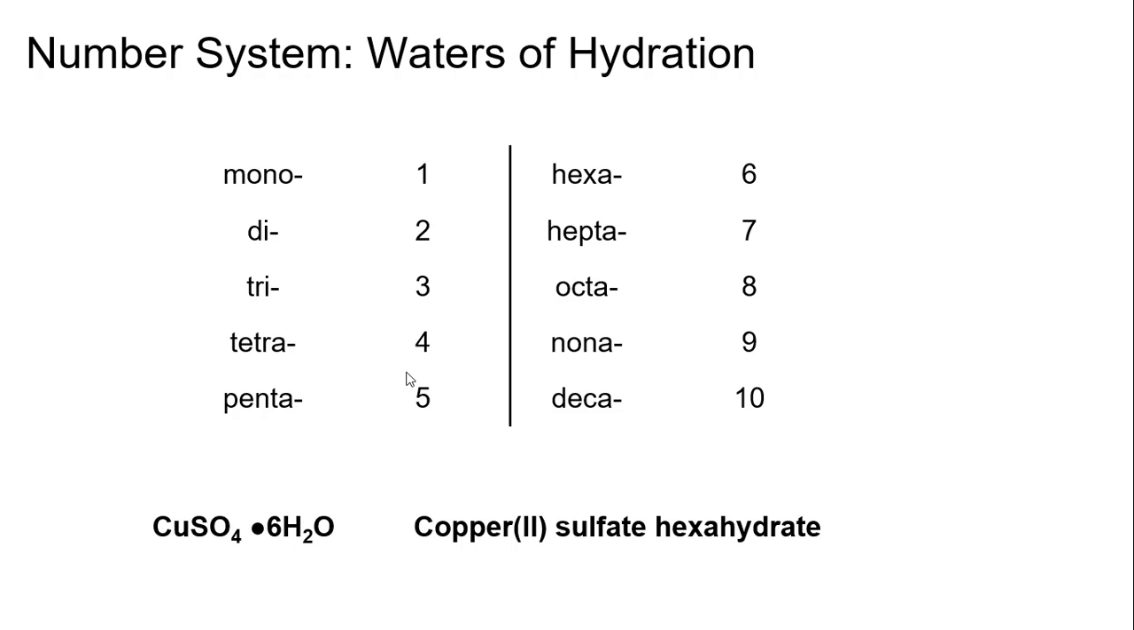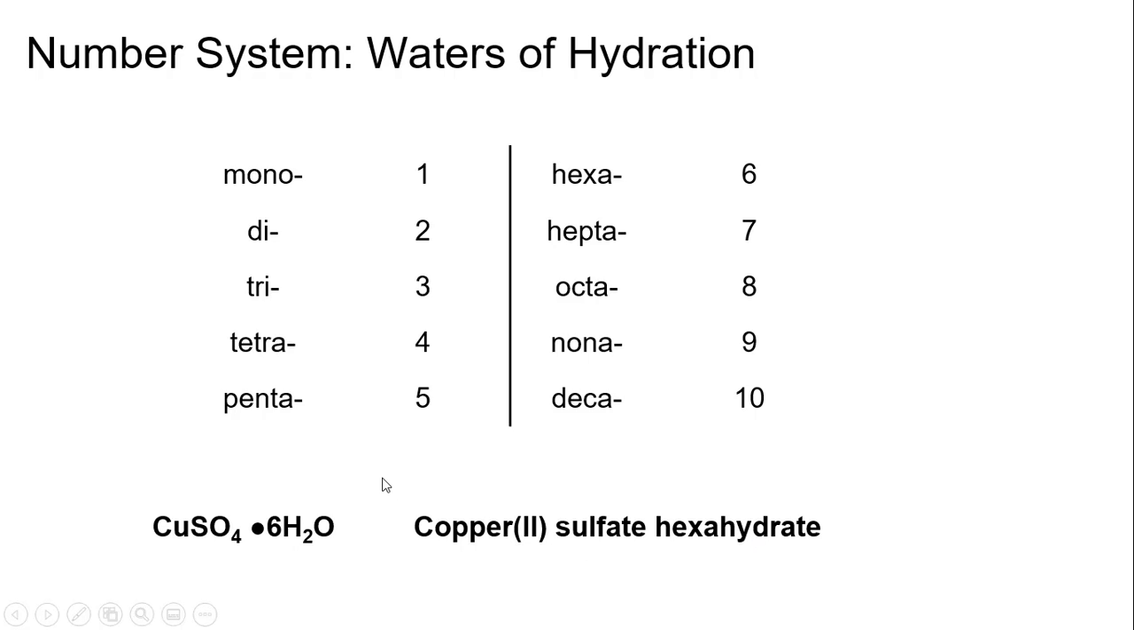The number system is something that you should already be familiar with. I'm going to show you up to 10. Mono, di, tri, tetra, penta, hexa, hepta, octa, nona, and deca. So here's another example I put together. So if you had 6 waters attached to an ionic compound, say copper 2 sulfate, then you would write it out copper sulfate the correct way, reducing the 2's. The copper 2 has a 2, the sulfate has a 2, you reduce those out, put the dot, 6, and H2O. Now this means that this is a hydrated compound, and how you say it is copper 2, parentheses, and the numbers go with it, there's no space, sulfate hexahydrate.